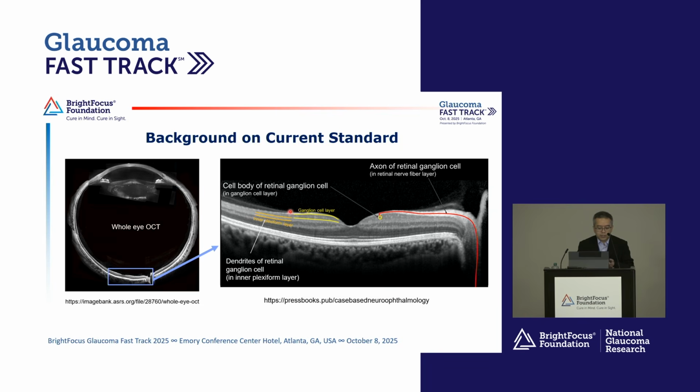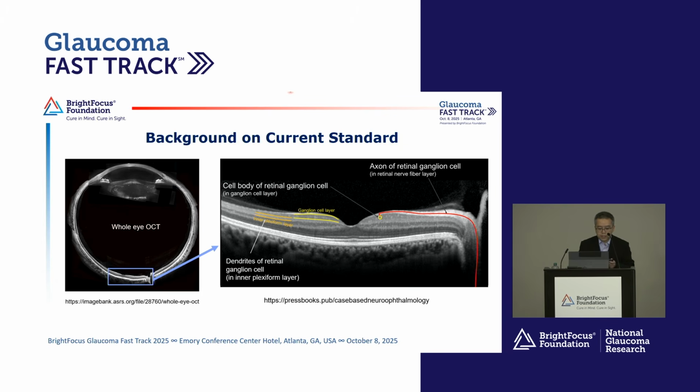And then after the GCL, there are also dendrites of the retinal ganglion cell in the plexiform layer. And OCT has the capability to help us understand the thickness upon proper segmentation, and of course good quality acquisition.